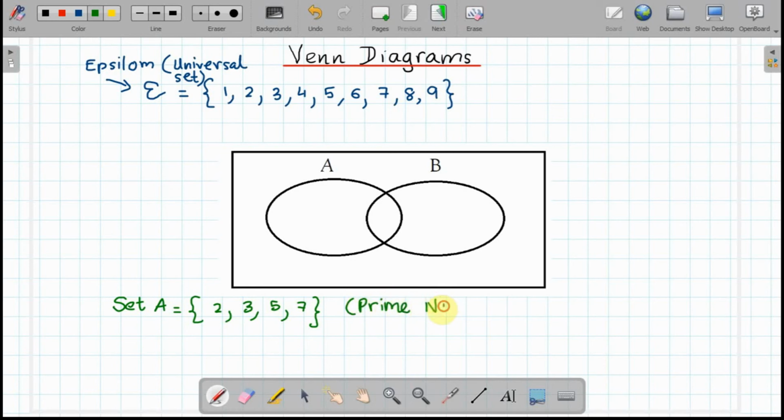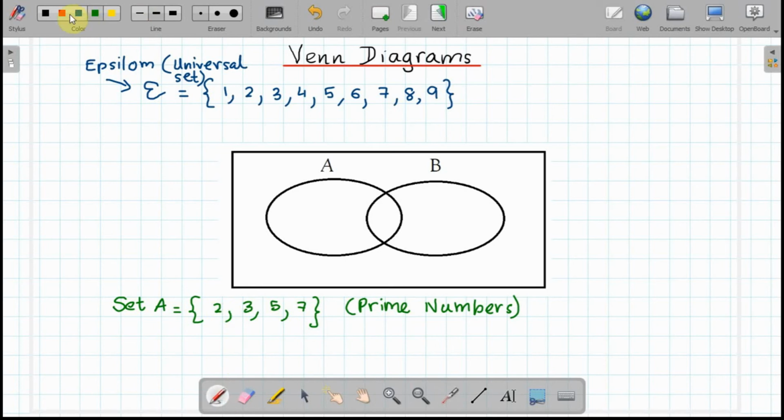Okay, so the elements of the universal set were 1, 2, 3, 4, 5, 6, 7, 8, and 9. The elements of set A are going to be 2, 3, 5, 7.